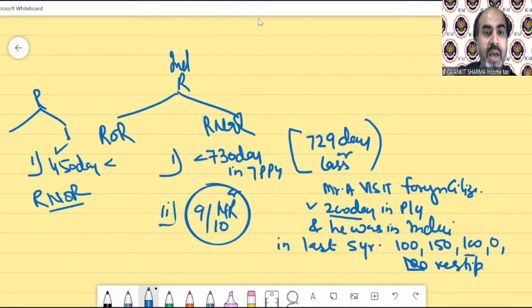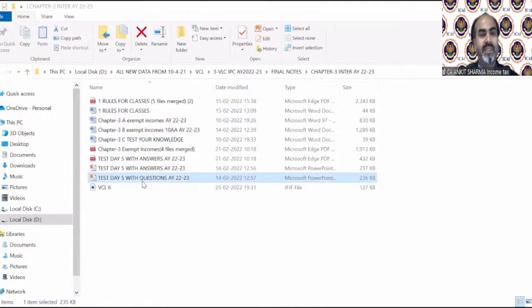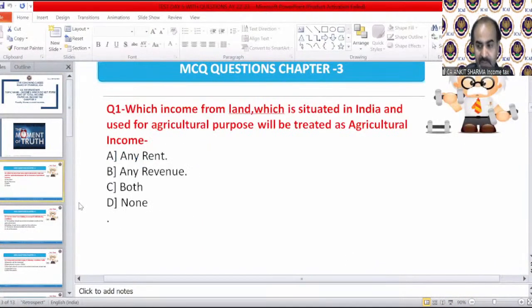So I am starting an MCQ test. Please get ready for it and we will solve it in a rapid manner. This is test day 5. I've just shared the screen of questions, chapter 3. So I hope you all are clear there. Are you ready? Okay, so this is question number 1 for you. Please answer it and do it fast. We have only 10 minutes to complete all this.